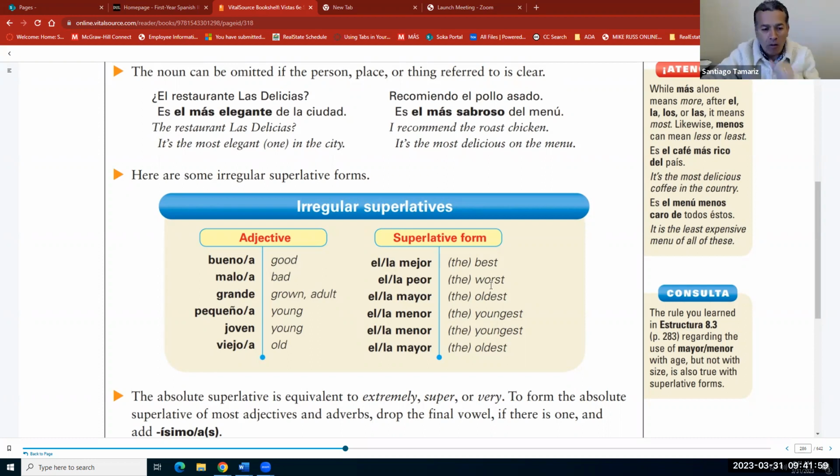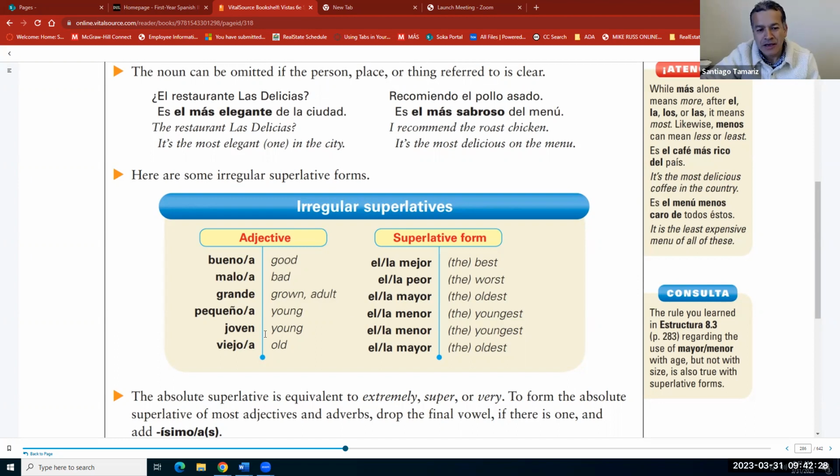Bien. Here, very important. Grande means grown or grown up. Grande is used in some countries for age. Bien. There's another word that we use for age as well. You will see in a little bit. Grande means adult or grown up, no? El mayor o la mayor is the oldest from a set. It can be from the family, from the classroom, from whatever.